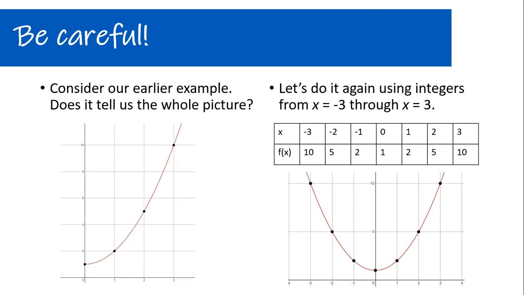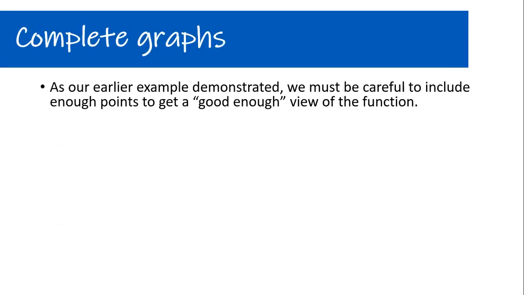Notice that this graph is very different looking. We only had half of it in that earlier version, right? So that was a problem. We didn't get the complete graph, and that is something we need to look out for. So like we just saw, we have to be careful to include enough points to get a good enough view of the function. I always love math. I especially love statistics, but they do it in this class too, where they say something is sufficiently large or sufficiently good or whatever. How good is good enough? It's hard for us to tell.